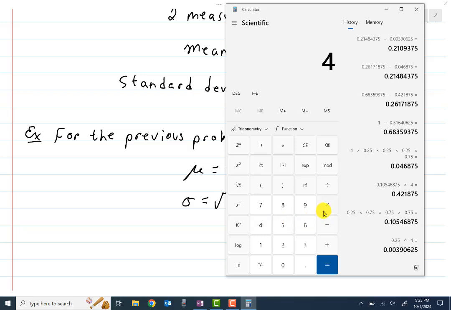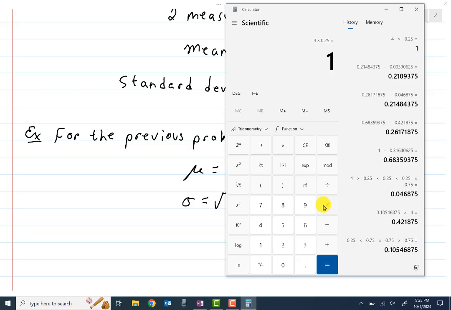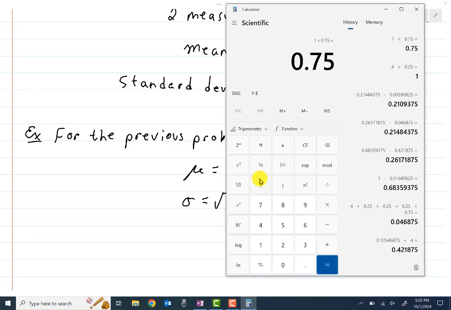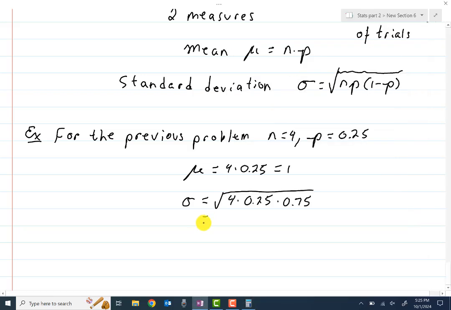So we'll start with 4 times 0.25. It did not do what I wanted. Let's backspace here. 0.25. And then times 0.75. Now let's see if it lets me take the square root of that. There it is. So to 4 decimal places, I got 0.8660. These aren't that big of a deal right now, but they'll be important later on when we start doing heavier questions with these kinds of things.